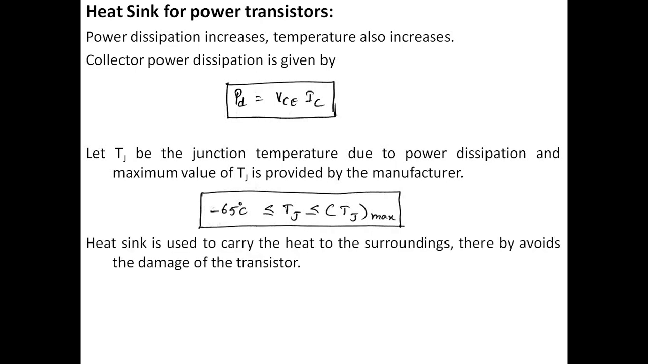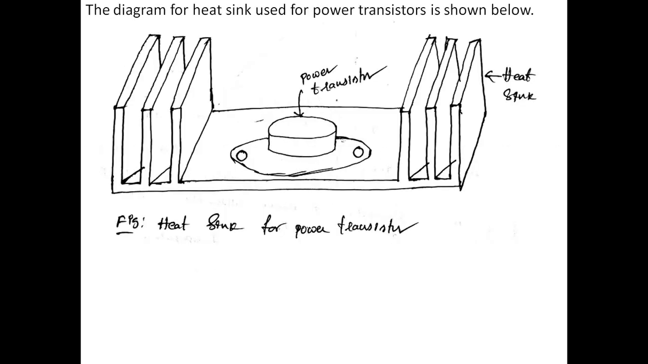Now whatever the heat sink you are going to be using, its major purpose is to uniformly distribute whatever the heat that has been generated because of the power dissipation. Basically it is used to avoid the damage of the power transistors.